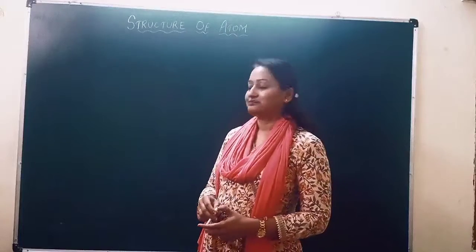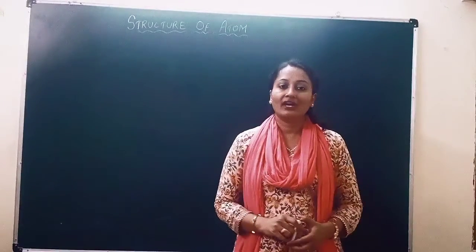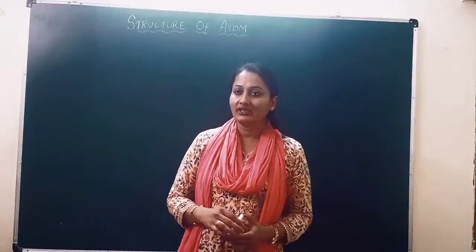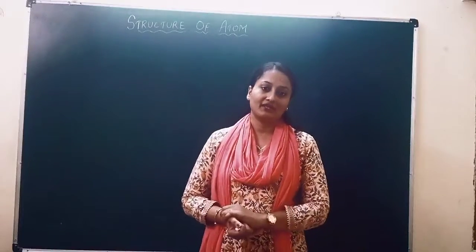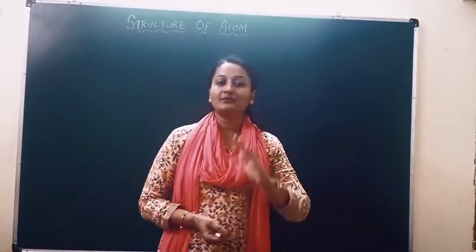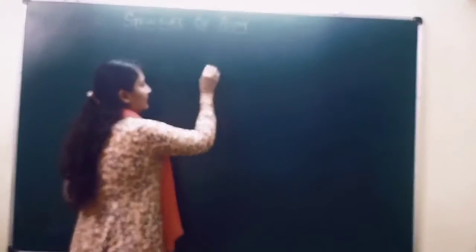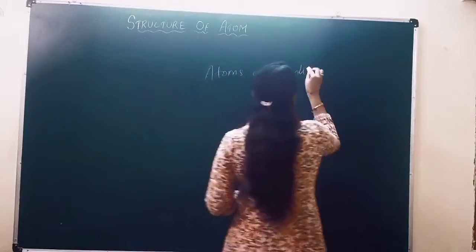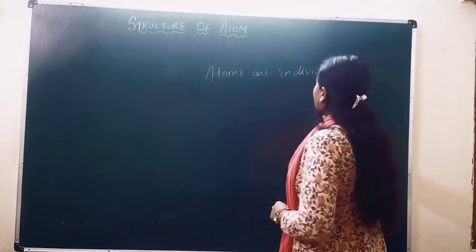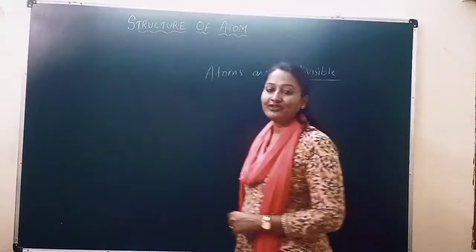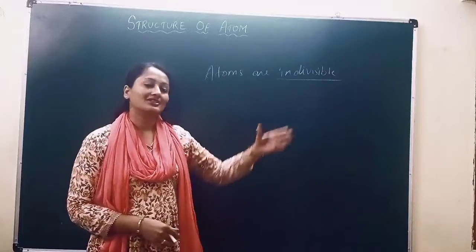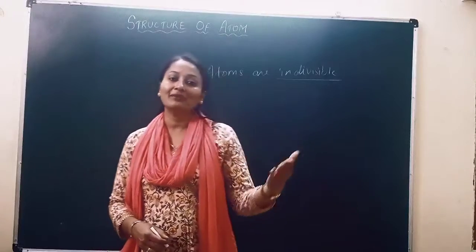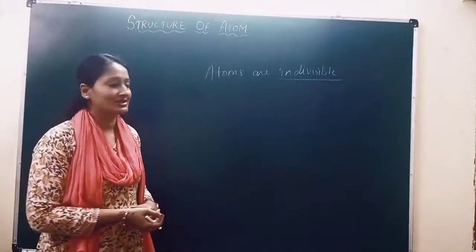So let's start. See, in the previous chapter we have seen Dalton's atomic theory, in which Sir John Dalton told that atoms are indivisible particles. Indivisible means atoms cannot be divided further. But after the discovery of protons and neutrons, this theory was proved to be wrong because atoms have some further subatomic particles like protons and neutrons.